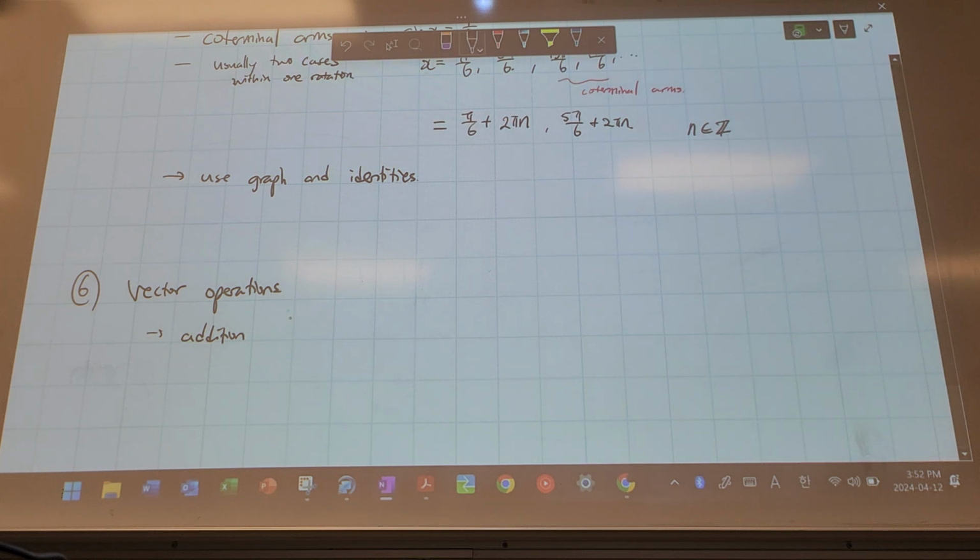So for addition, for example, we have 2, 1 plus 3, 2 is equal to 5, 3. We just add the components together, so that's easy.